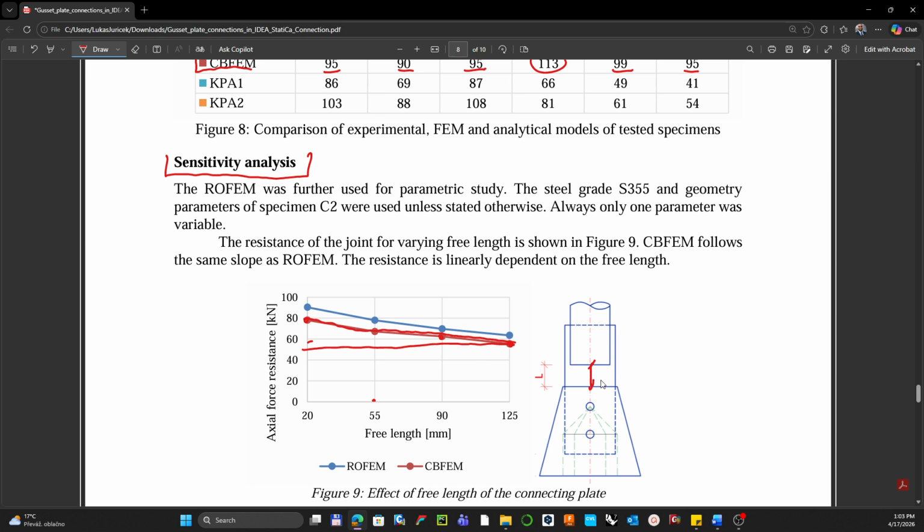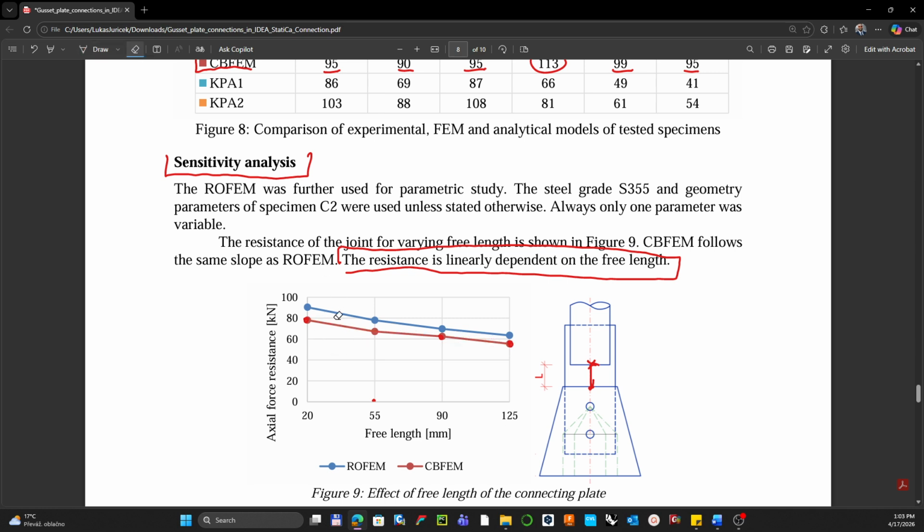Yeah, so once you're increasing the length between the welded part of the tube and this gusset plate, you are reaching a lower axial resistance of the connection in general. And here it is written that resistance is linearly dependent on the free length. So maybe this graph is a little bit misleading from this point of view, but here it is written it's linearly dependent.